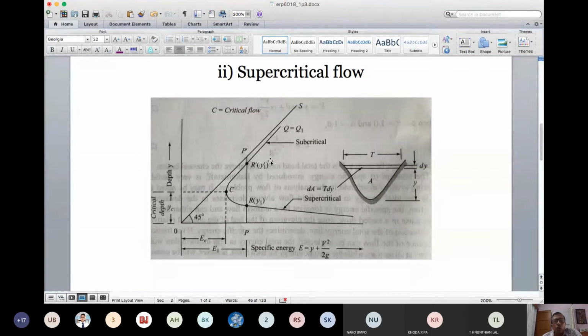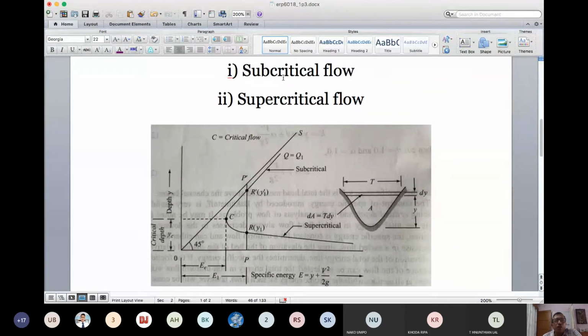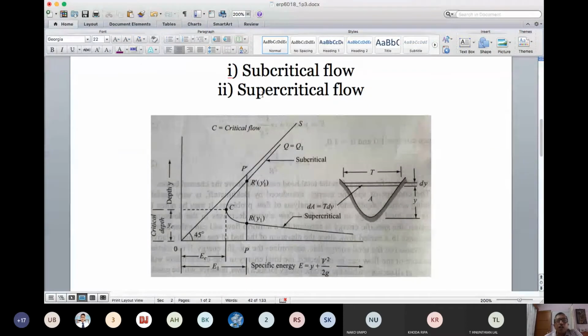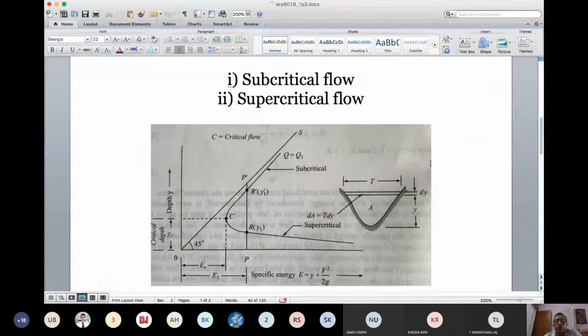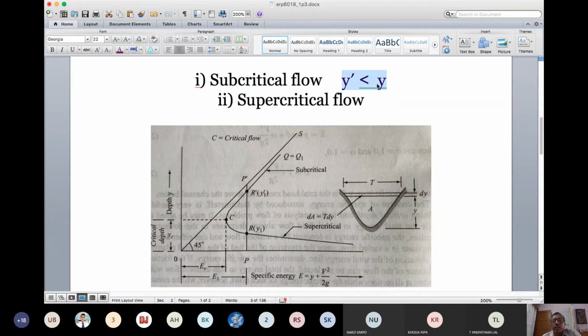So now two things we should see: subcritical flow and supercritical flow. In subcritical flow, the new flow depth y dash is less than the original flow depth y.